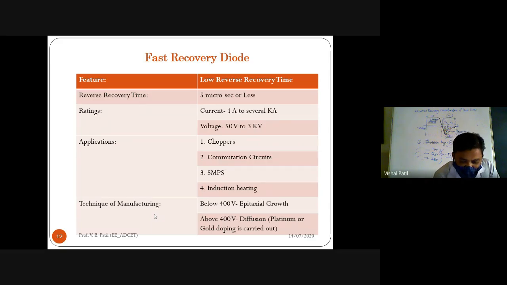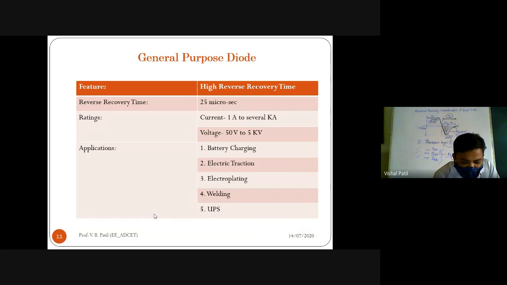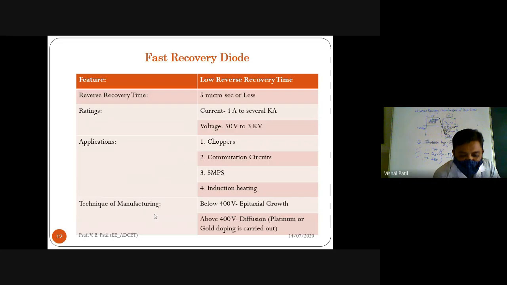Then fast recovery diode, it is 5 microsecond. Now time required for general purpose is 25 microsecond reverse recovery time, and for fast recovery diode, it is 5 microsecond, very less. Again, current and voltage ratings are given. Now applications of fast recovery diode are chopper, commutation circuits, SMPS, induction heating. Fast recovery diodes are required where very high response of the device is required. We must use fast recovery diode, that is, it should be switched on and off very fast at very high frequency, and that's why we must employ fast recovery diode.